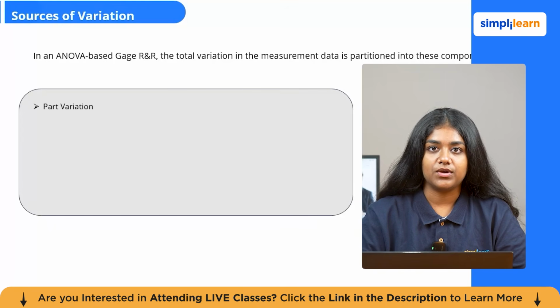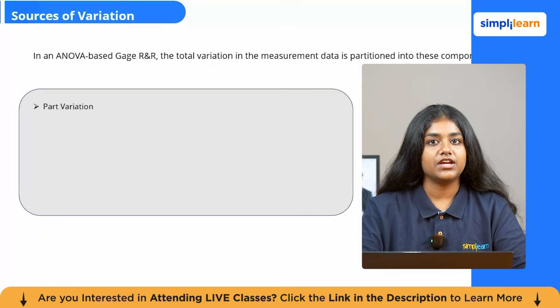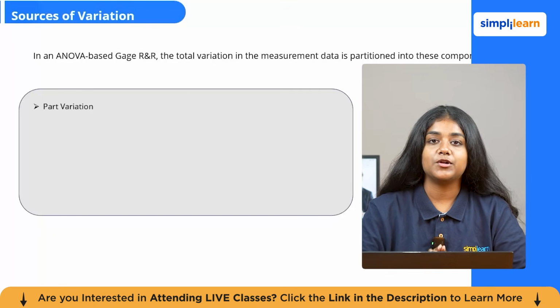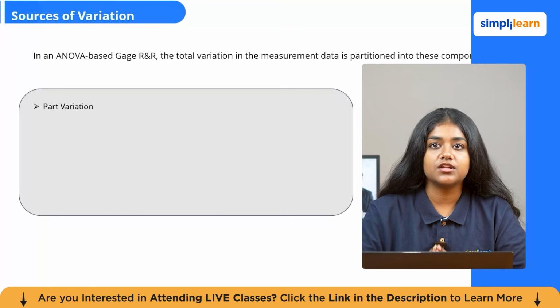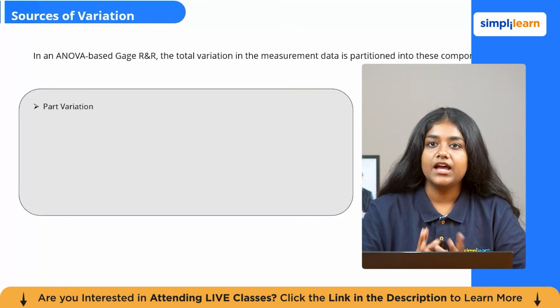So the first is part variation. That is the genuine difference between the parts in the study. This is the variation you want your measurement system to be able to detect. High part variation relative to GRR is a good sign. It means you can distinguish parts from each other.